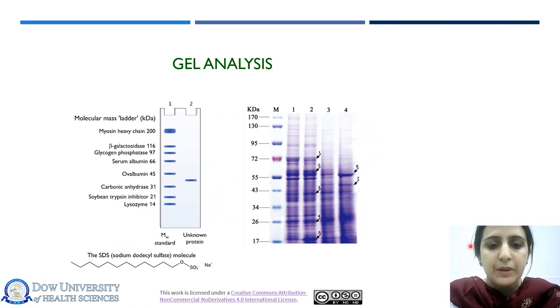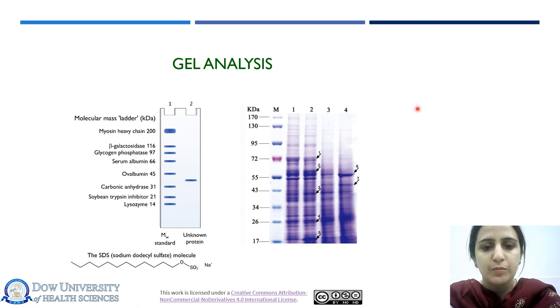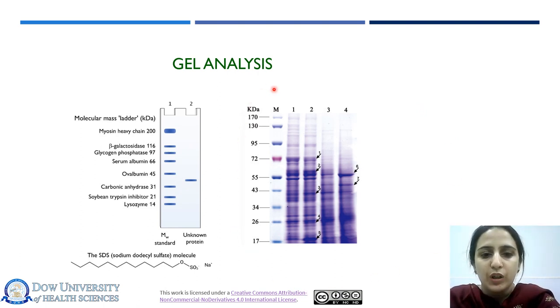So this is how a typical SDS-PAGE gel looks. That is, your sample protein molecules are separated in different lanes like this. And how would you know about the molecular weight of those proteins? By comparing it with the molecular weight ladder. What is the molecular weight ladder? It is made up of a mixture of different proteins whose molecular weights are known.